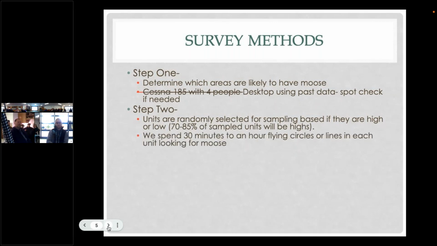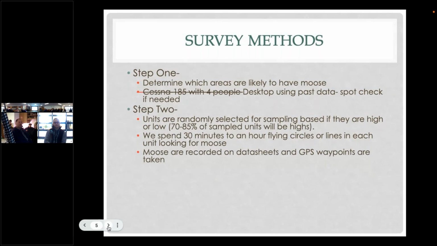So then once we've selected those units, we go and grind them out in the Super Cub. And we spend sometimes 30 minutes, sometimes an hour, sometimes longer, depending on the presence of moose, flying in circles or lines to get full coverage of that 6 square mile unit and figure out how many moose are there.